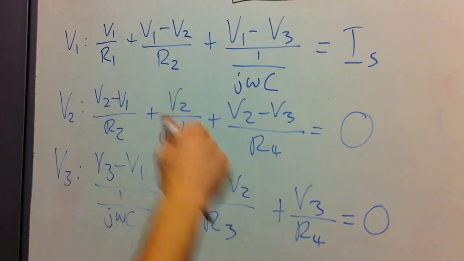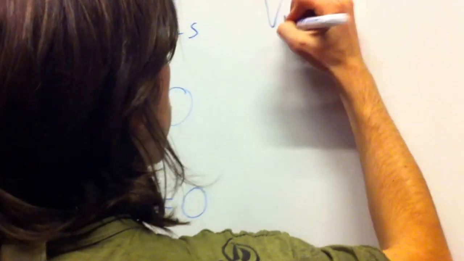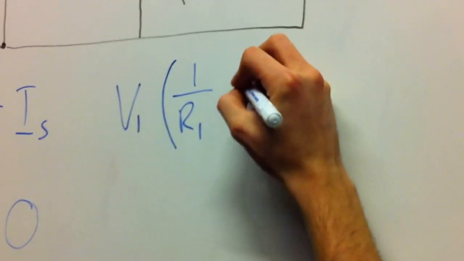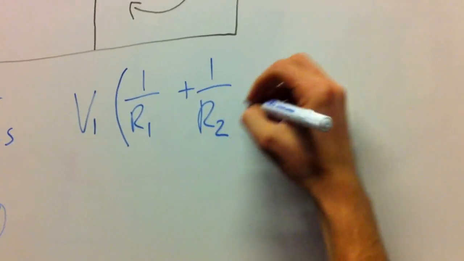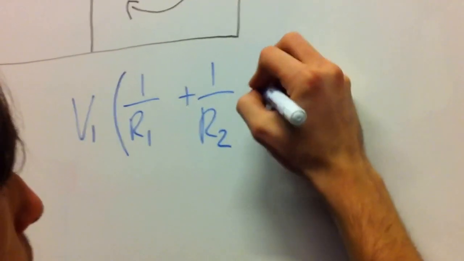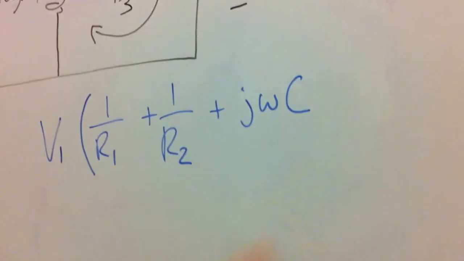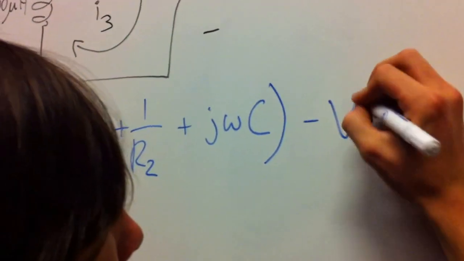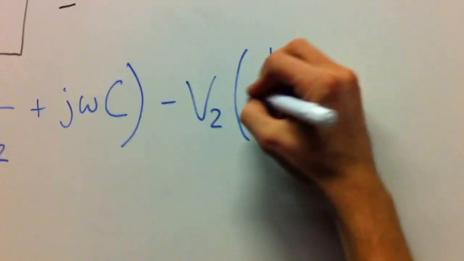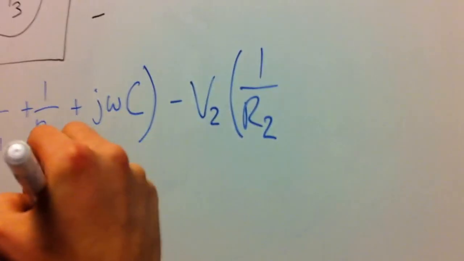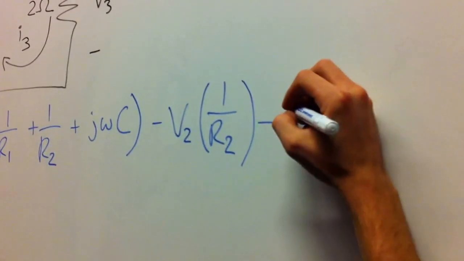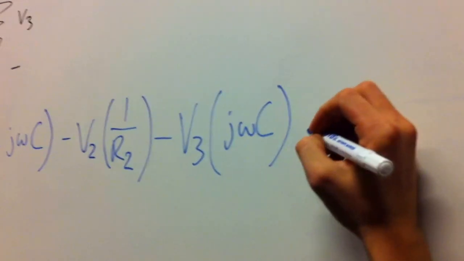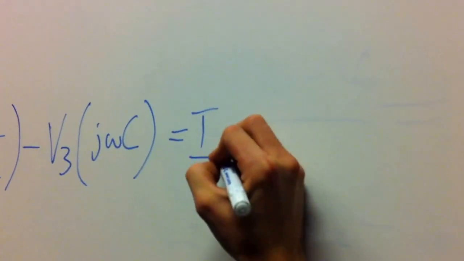Okay, so now that we've done that, I'm going to combine those, the V1s, combine the like terms. So I'm going to take V1, I'm going to take the R out, and then that just becomes J omega C, minus V2, 1 on R2, minus V3, J omega C is equal to IS.